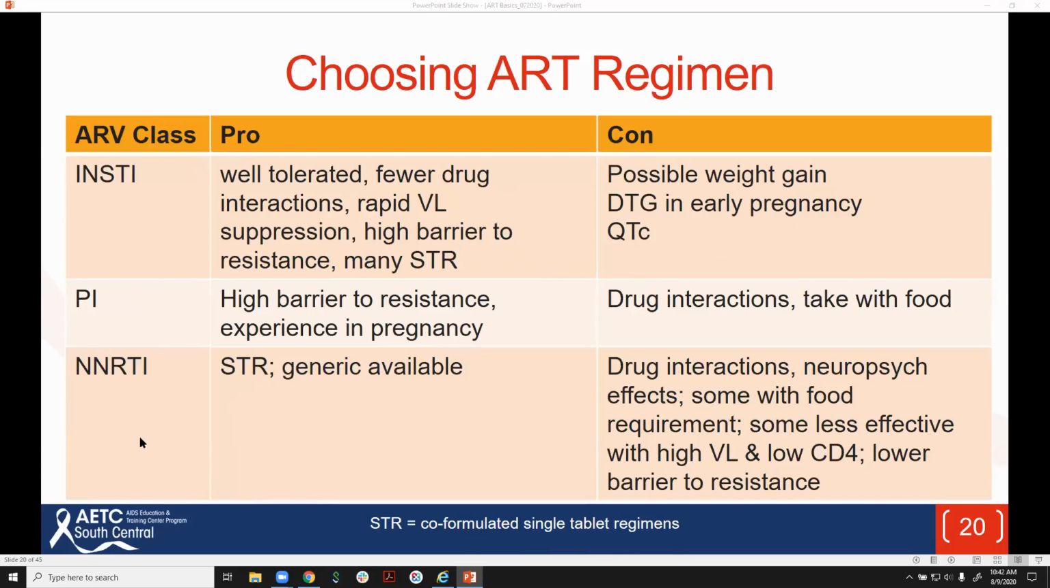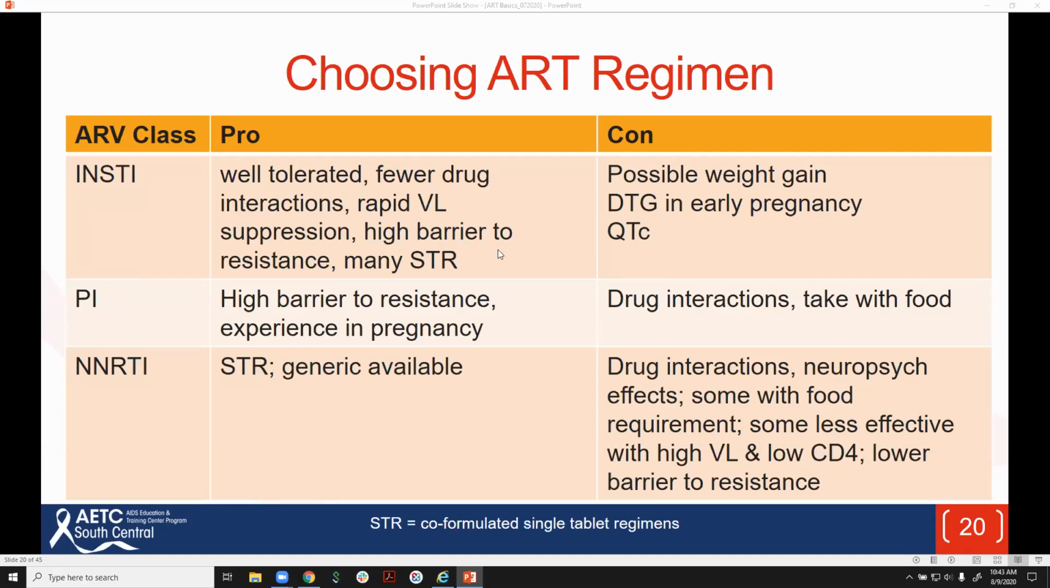What about the alternate agents? So we have a backbone of NRTIs, and then we use that with an integrase strand inhibitor, a boosted protease inhibitor, or an NNRTI. Well, the integrase inhibitors are well tolerated. There are fewer drug interactions. They have rapid viral load suppression. With our PIs and NNRTIs, we often saw virologic suppression anywhere between 3 to 5 months, and it was considered failure if they didn't get to undetectable by 6 months. Just to give you an idea, with the integrase inhibitors we can see someone go to undetectable within 1 to 3 months, so much faster.